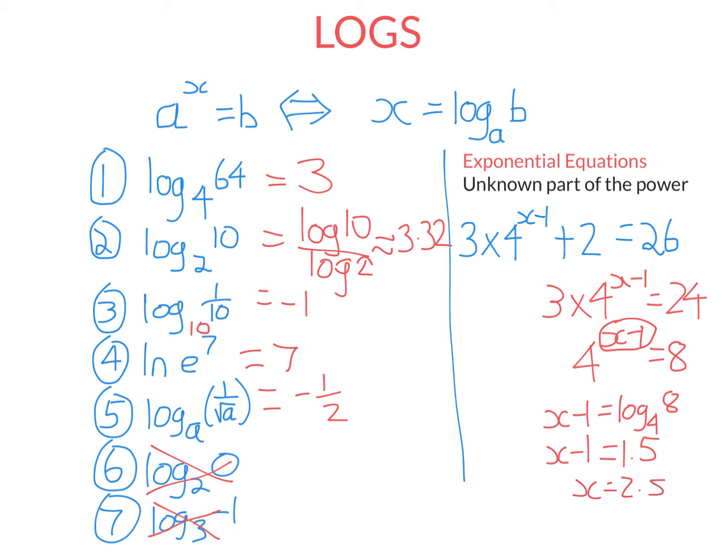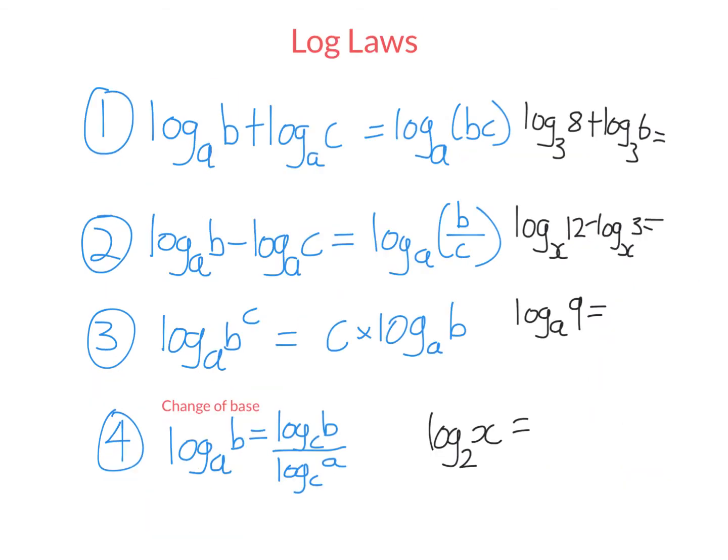All right, let's have a quick look now at log laws. So there's 3 laws here plus the change of base formula. The first law says when you add logs of the same base, you just multiply their powers. That's what we've done here. So log 3 of 8 plus log 3 of 6. What you would do when you're adding logs is you keep the same base and then you just multiply the 2 powers. So 8 times 6 is 48.